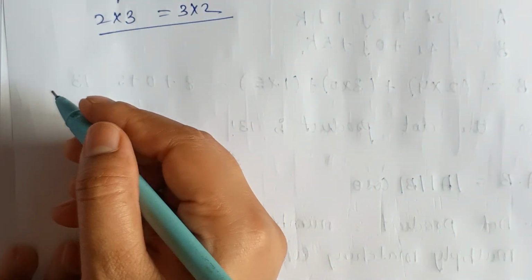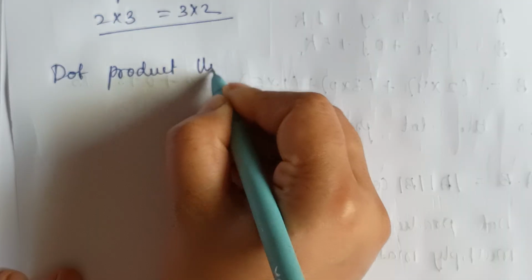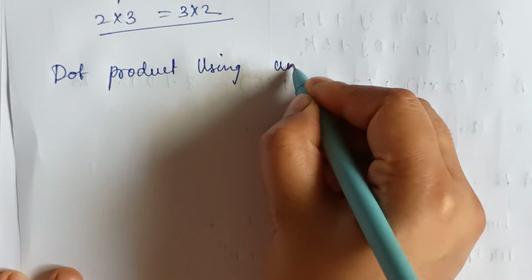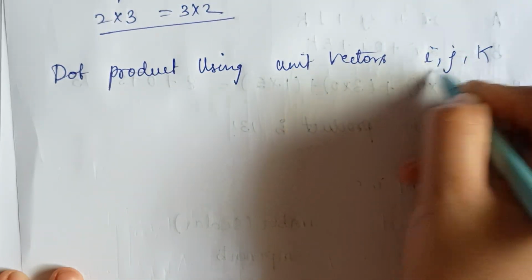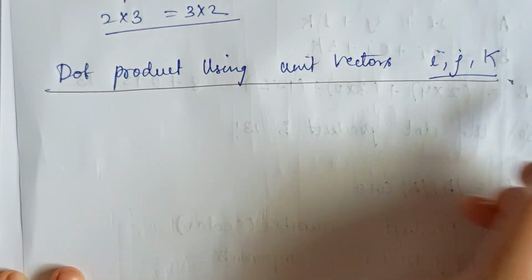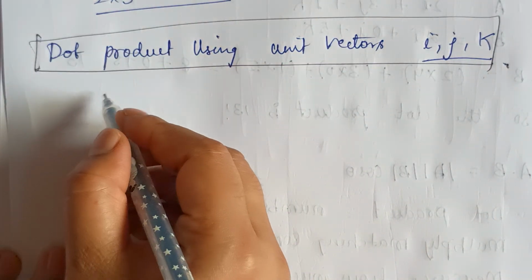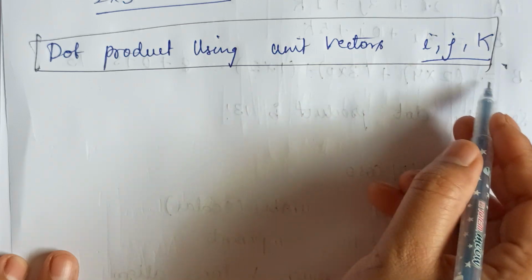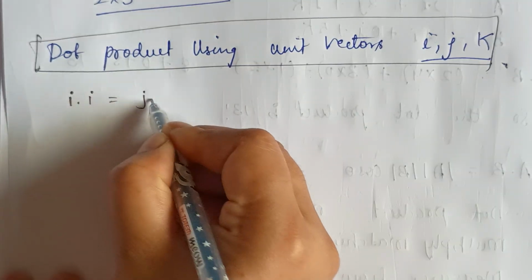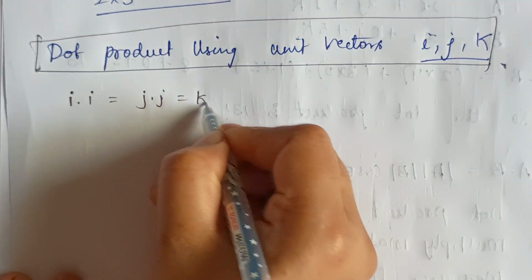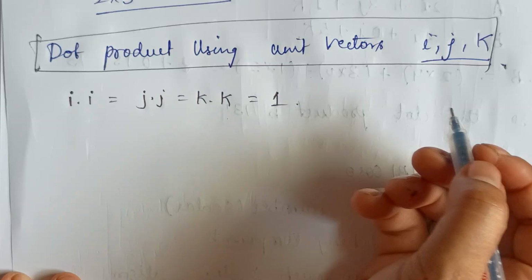Okay, then we have one more: the dot product using unit vectors. Unit vectors are what? I'll make one more video on unit vectors so that you can understand it easily. These are the unit vectors i, j, k. Now let's break it down using i, j, k unit vectors. So if I do i into i equals j into j equals k into k equals 1, because they are pointing in the same direction.